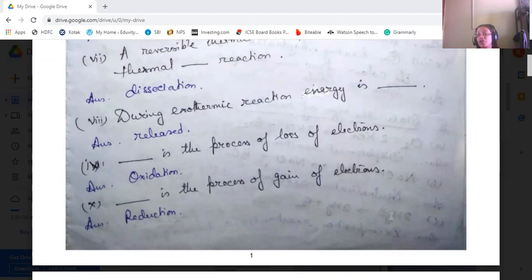And when it is reduction, when there is a gain of electrons, the negativity of the atom increases due to the gain of electrons. Electrons are negatively charged. So when the atom gains electrons, at that time its negativity increases more than the protons. Okay. So atoms always either lose electrons or gain electrons. Its protons are not lost or gained. Its electrons are always lost or gained. Okay.